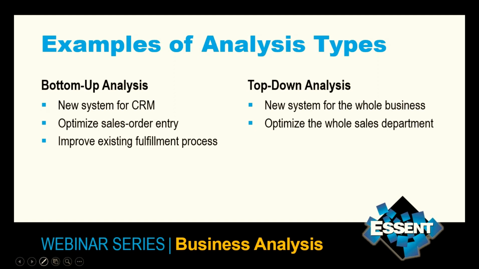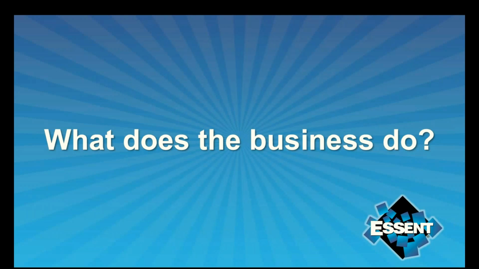And if you're a distributor providing fulfillment services and want to improve those services, you would use a bottom-up analysis to focus on the activities that make up the process of fulfillment. Whereas if you're a dropship distributor who wants to offer fulfillment services for the first time, that would be a top-down analysis. Ultimately, bottom-up and top-down analysis, they're two approaches to answering the first central question of what does the business do?